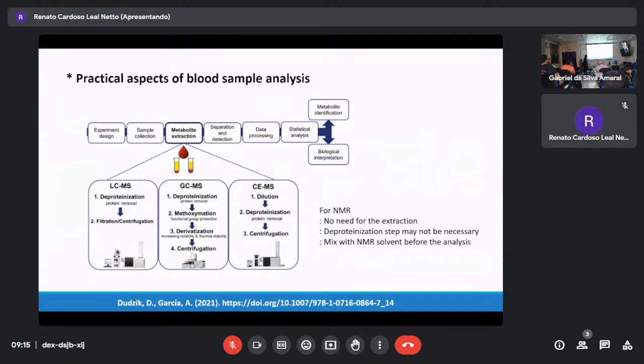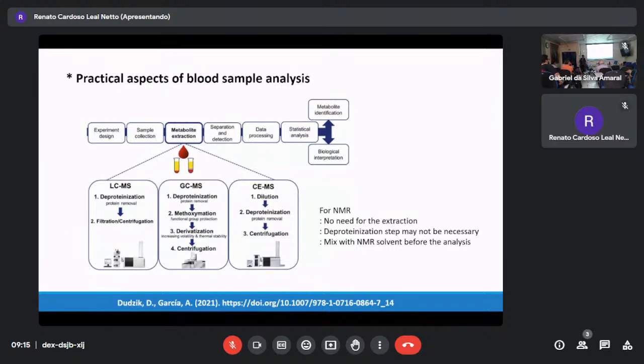In GCMS cases, after deproteinization comes methoximation, I will explain later. If the compound has a ketone group, this ketone is blocked so it does not go further. Then TMS derivatization, and centrifugation is rejected. NMR is simple: dilution, then deproteinization and centrifugation, and it takes only a few minutes. So similarly, deproteinization you always need.